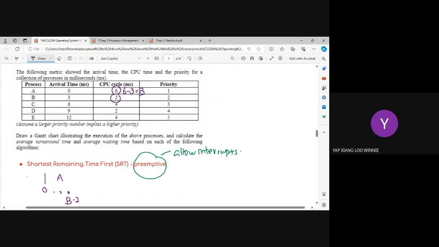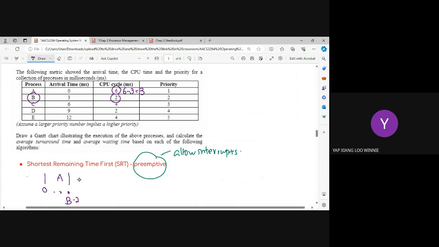Now, 3 and 2, if you don't know how to compare, you're going to hit yourself against the wall, okay? So 3 and 2, definitely B has the shortest remaining time, right? And this is preemptive, where you can allow interrupts. So your CPU at this moment is going to cut it off. It says, okay, process A, let me store your execution details into the process control block. I'm going to run process B right now.